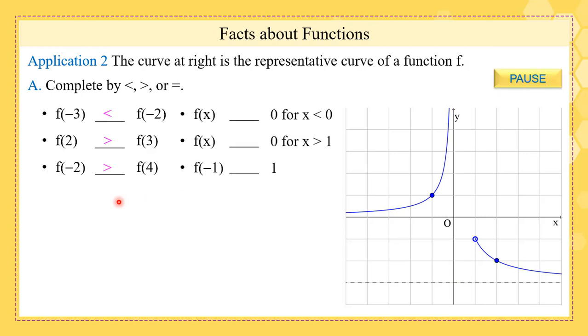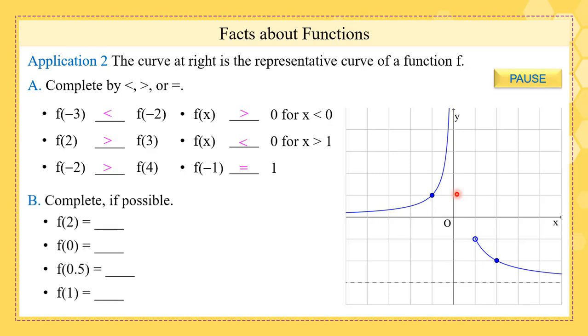Let's continue with the second part. Well, f of x and 0 when x is negative. When x is negative, we can see that f of x is greater than 0 because the curve is above the x-axis, and when x is greater than 1, so from 1 on excluding 1, we can see that the curve is below the x-axis, so f of x is smaller than 0. Now if we need to compare f of -1 and 1, f of negative 1 is 1, so they are equal.